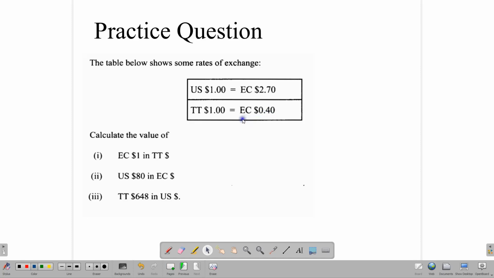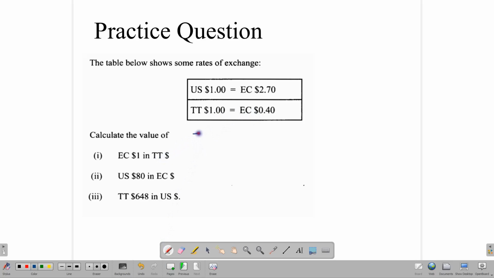All right. Remember, these are not regular rates. These are just made for the question, and some of these are ancient. But the idea is that you can still work with the question and learn how to convert it. So here we want to see how much 1 EC is worth in terms of Trinidad and Tobago dollars. So EC, Trinidad, let's start with this one.